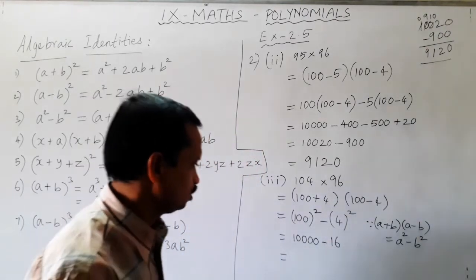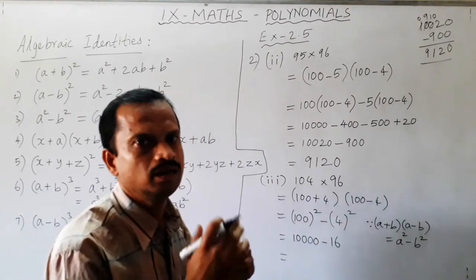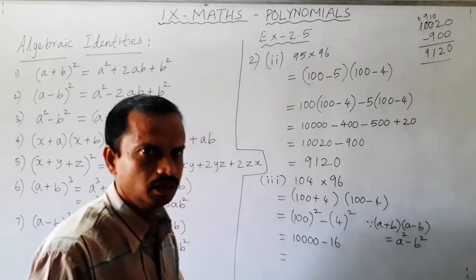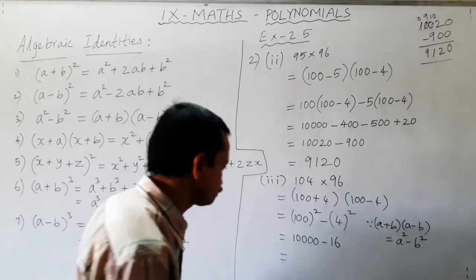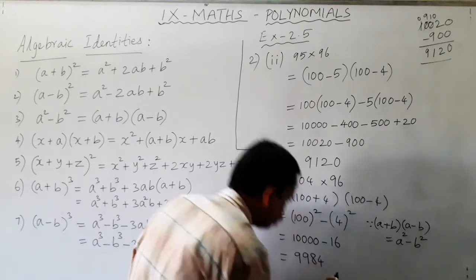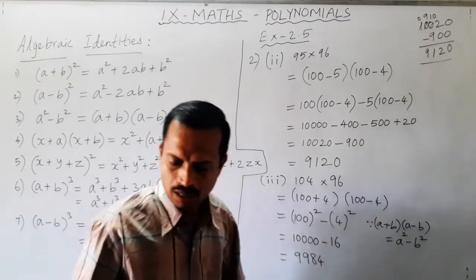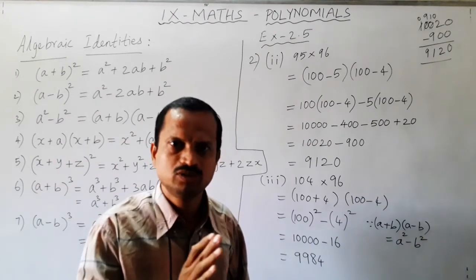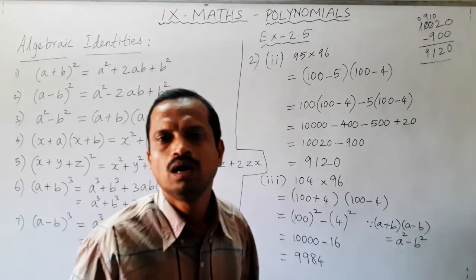Okay, so now 10,000 minus 16. So 10,000 minus 10 means what? Okay, so 9,990. So 16 means you should write 84. So 9,984 is the answer. And if you add 16, you will get 10,000. So this is the way of answering. And the first option is very easy. 103 into 107. So 100 plus 3 into 100 plus 7. So very easy. You can do usual multiplication.